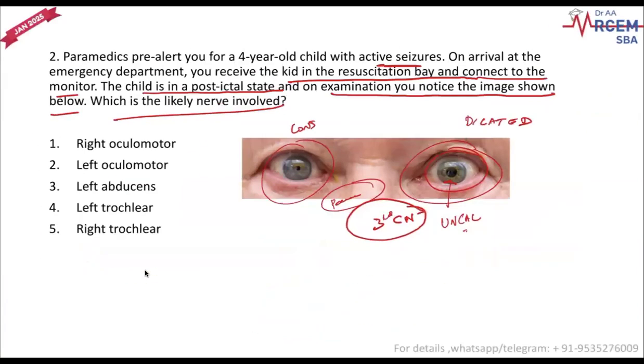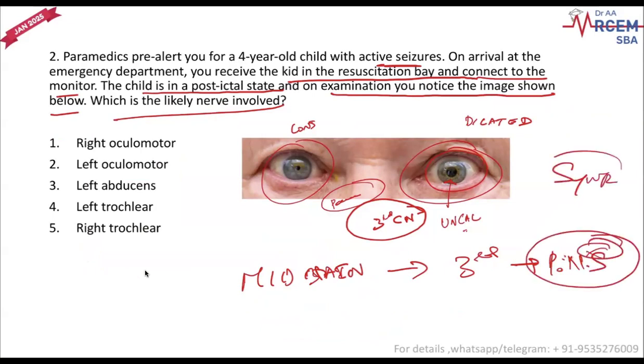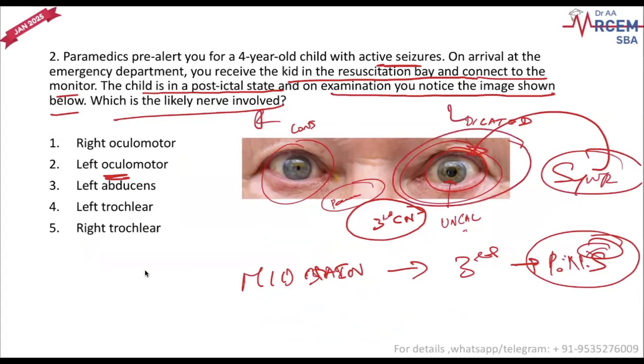This patient has an uncal herniation resulting in pressure over the midbrain. In the midbrain, you have the third cranial nerve. This third cranial nerve is surrounded by the parasympathetic nervous system. Loss of parasympathetic nervous system will result in increase in sympathetic tone, resulting in dilatation of the pupil. So this is the left oculomotor nerve which is involved. This side is the right, this is the left. So the left oculomotor nerve is the culprit here.